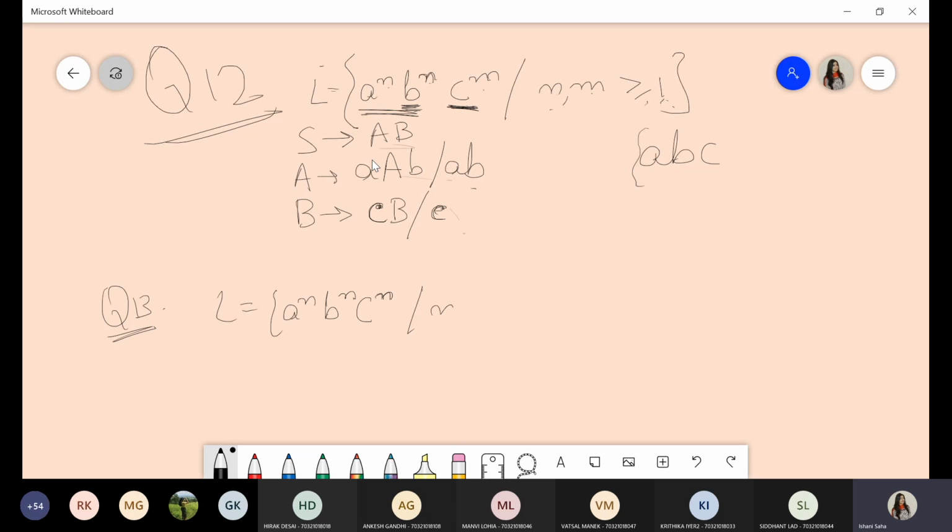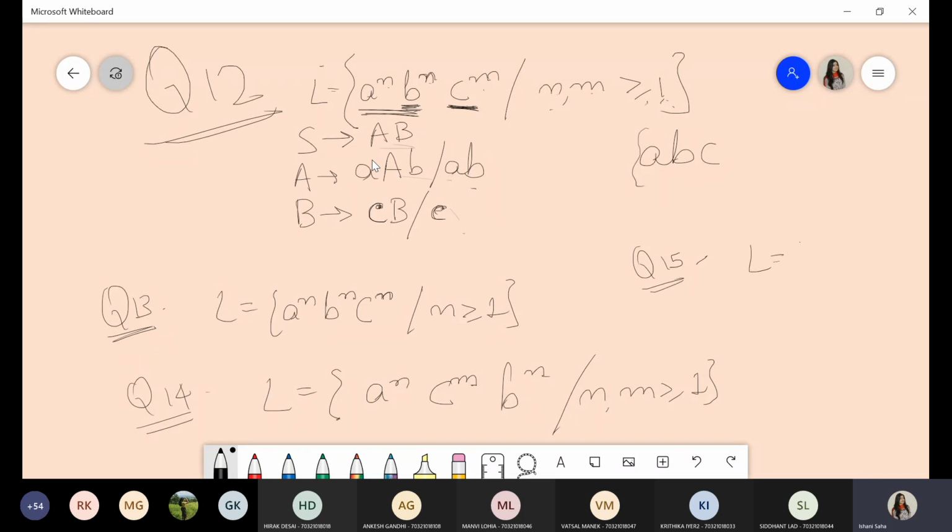Yeah, you try for this one. And then you also try for a^n c^m b^n. We'll discuss it in the next class. You try it yourself first. And one more I'll give. 3 questions you try. We'll discuss it in Thursday's lecture, okay?